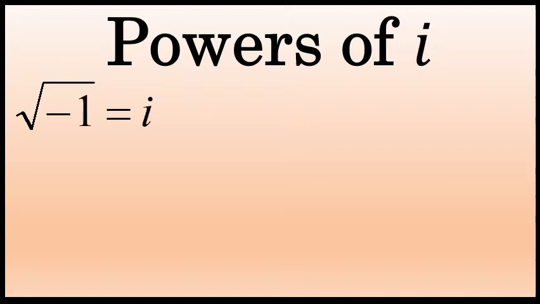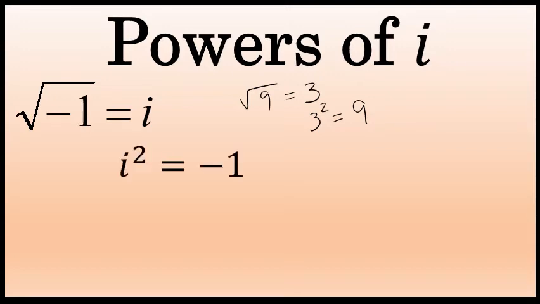So a square root and a square are inverse operations. For example, the square root of 9 is 3, and 3 squared, because a square and a square root are inverse operations, takes you back to 9. Using that same property, if the square root of -1 is represented with an i, then i to the second power would be back to -1. So i squared is -1.